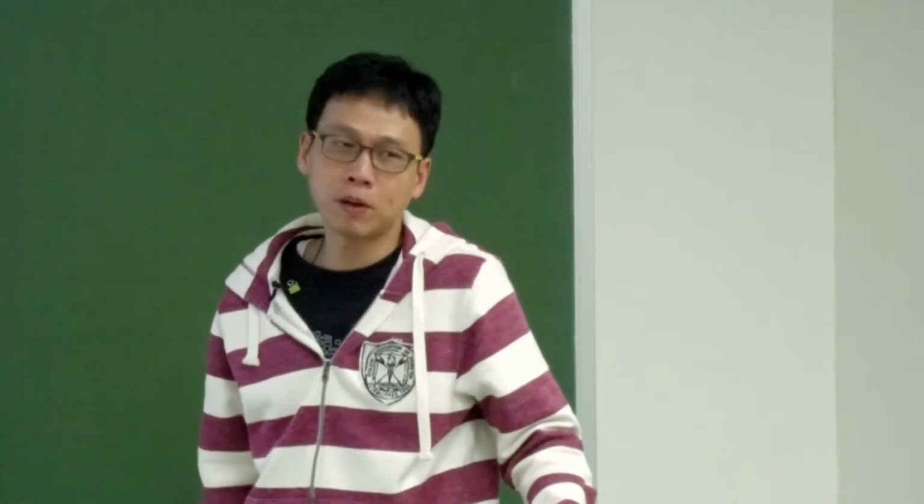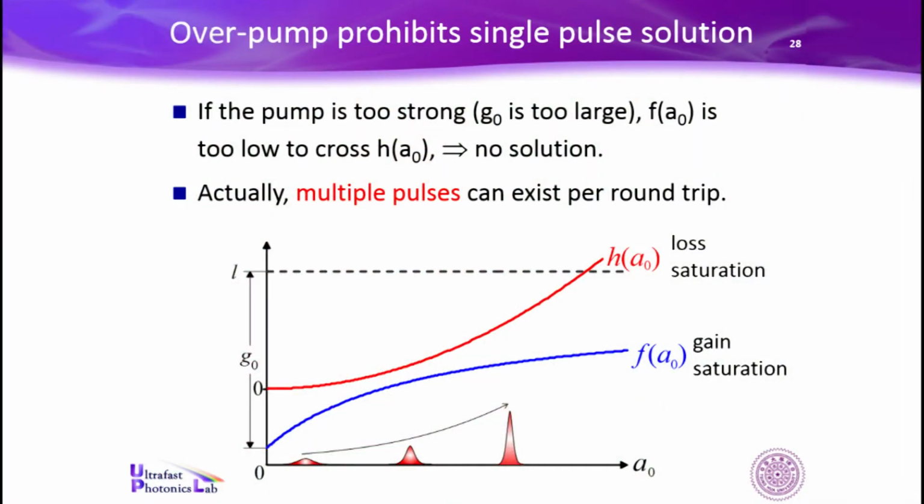So last time we talked about the problem of overpumping. The simple conclusion is if your pump is too strong, maybe you will suffer from the multi-pulsing issue. That means for each round trip, there might be more than one pulse. And if you use the graphical solution, it means the two nonlinear curves might not have an intersection, or a unique solution.